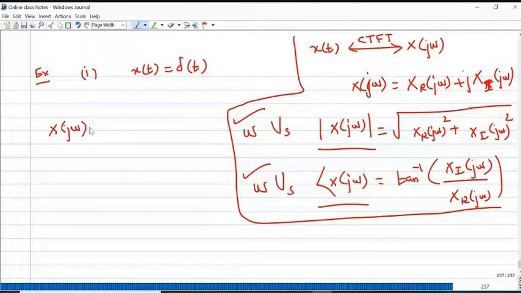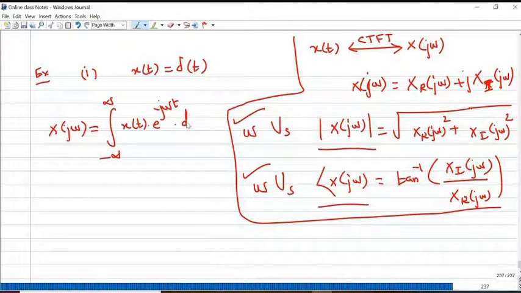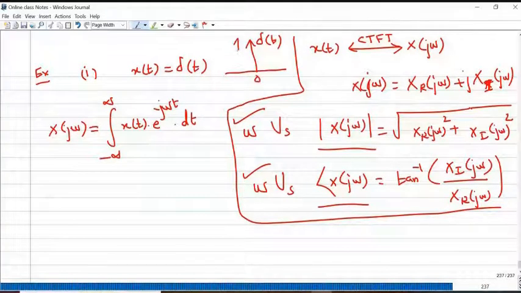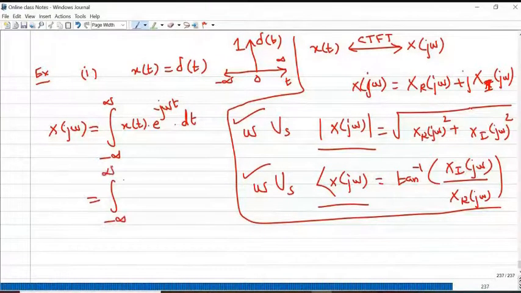So what is the formula for continuous time Fourier transform? Integration from minus infinite to infinite of x of t e power minus j omega t dt. So we know that del of t is valid at t equal to 0 only. What is the signal sketch for del of t? At t equal to 0, the area under this curve is 1. At all other time instants, the magnitude of the signal is 0. So minus infinite to infinite, x of t replaced by del of t, del of t e power minus j omega t dt.